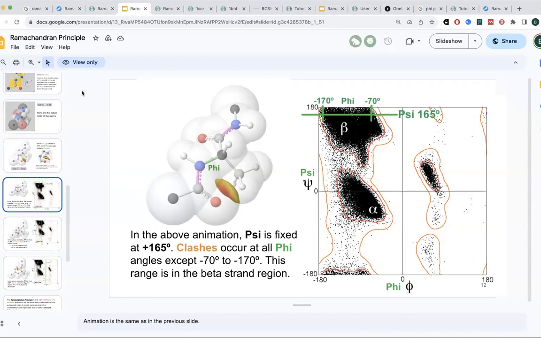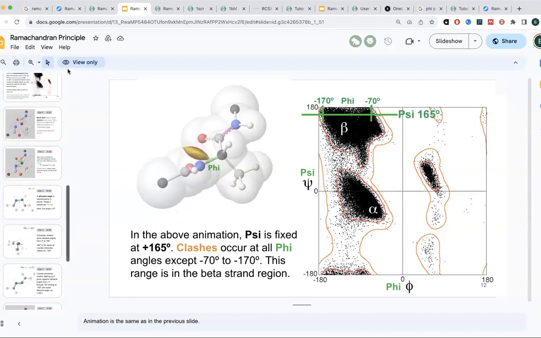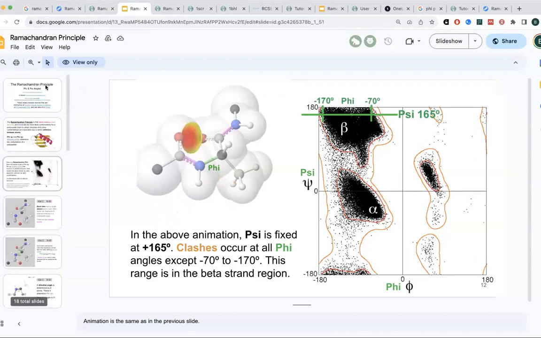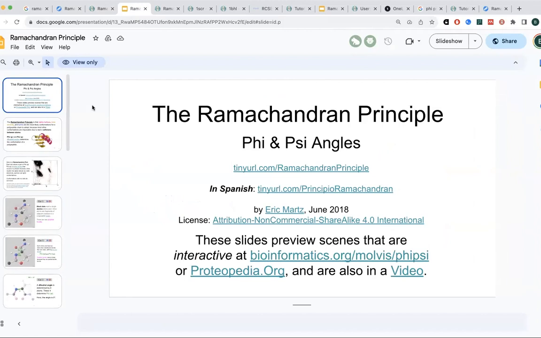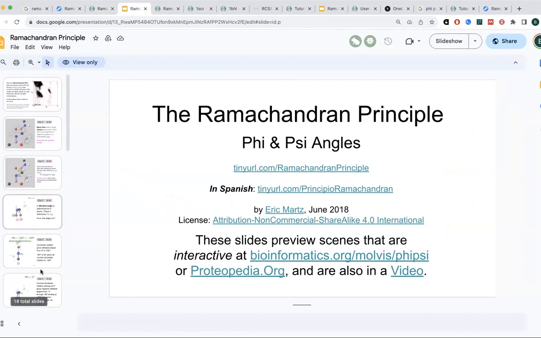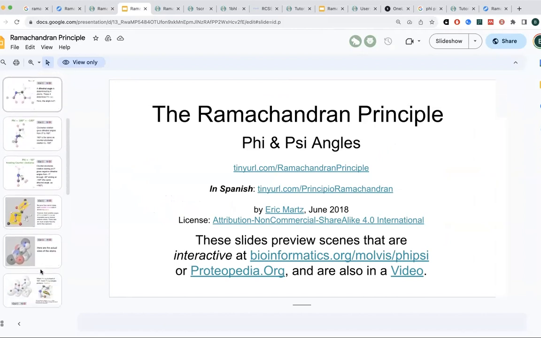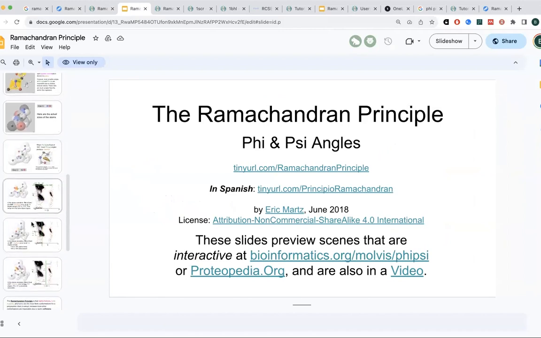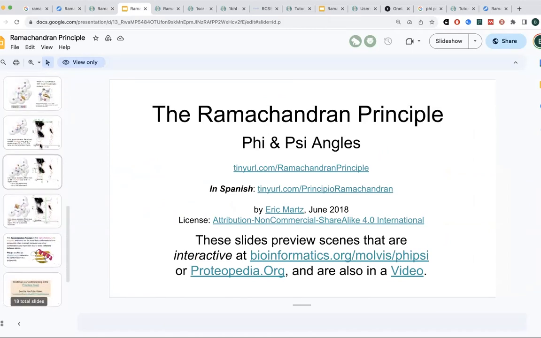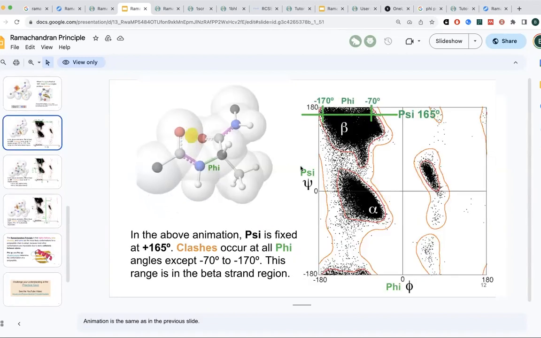It's really nicely illustrated in this tutorial. I recommend that you check out this phi and psi angles tutorial, and well, I actually require that you do that for my classes. Thank you, Eric Martz, for putting this together. It really nicely illustrates things. What we were just looking at, those angles where we didn't see those clashes, corresponds to the beta strand region.